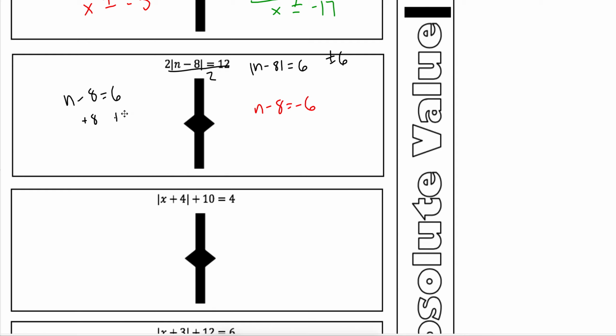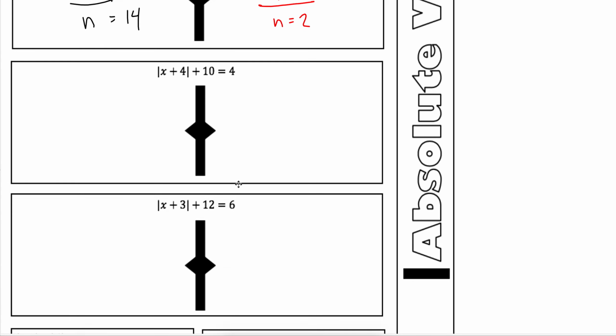Add 8 to both sides. We're going to get the n by itself. 6 plus 8 is 14. And we're going to add 8 to both sides over here. We're left with n is the same as -6 plus 8, which is 2. Fantastic. All right, let's look at our next one.